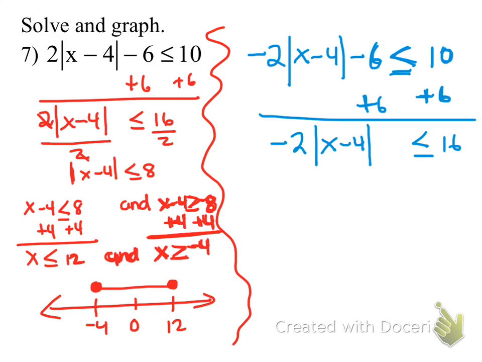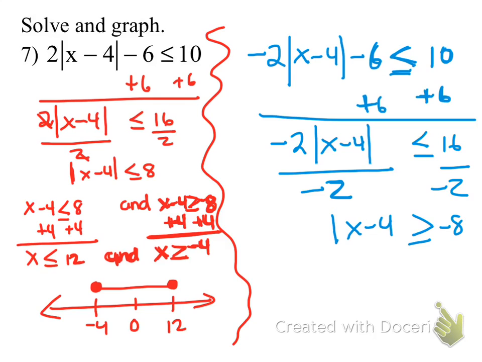Okay, so now, this time I'm dividing both sides by negative 2. When I do that, what happens? You have to flip it to a greater than. And now I'm left with my absolute value of x minus 4 is greater than or equal to negative 8.